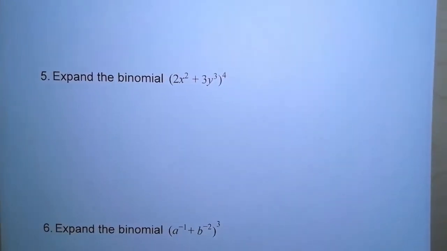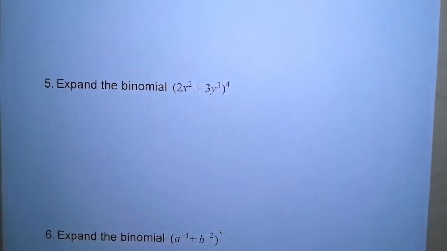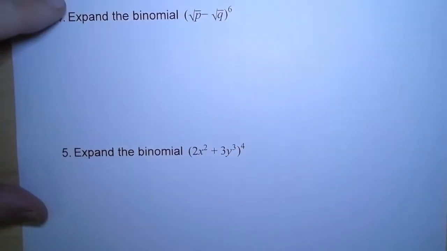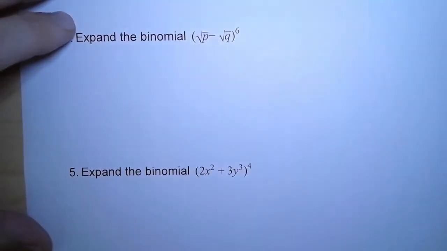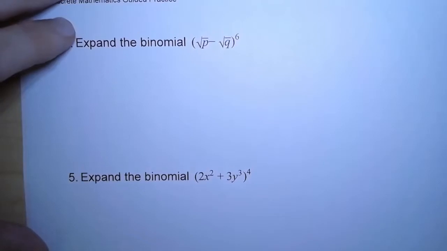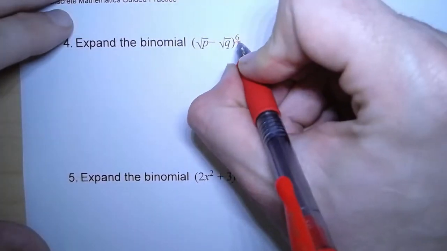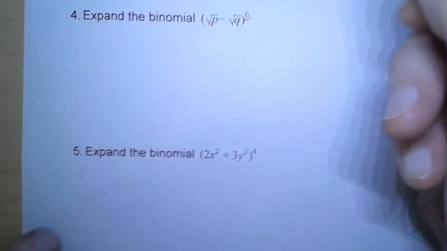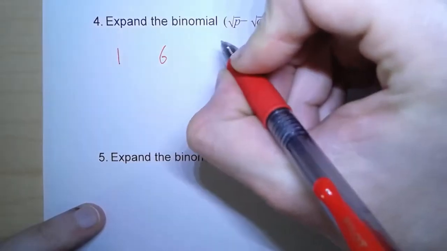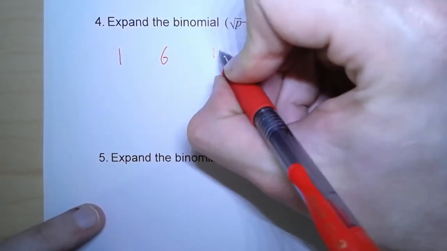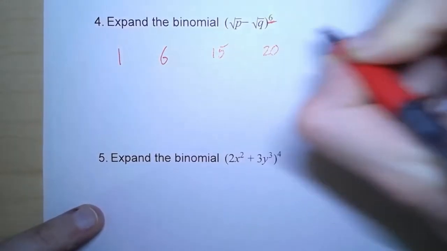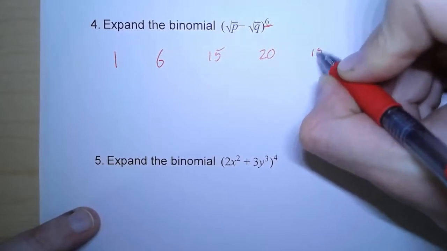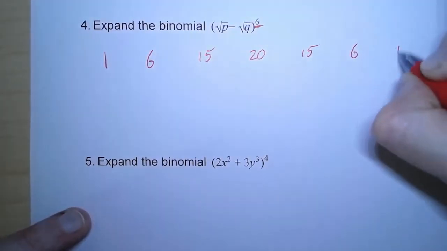So on this second page, here we've got some terms that are a little different. Here we've got square root of p and square root of q. Now our exponent is 6. So that means our coefficients are 1, 6, 15, 20, 15, 6, and 1.